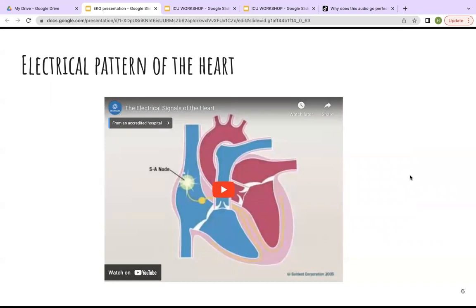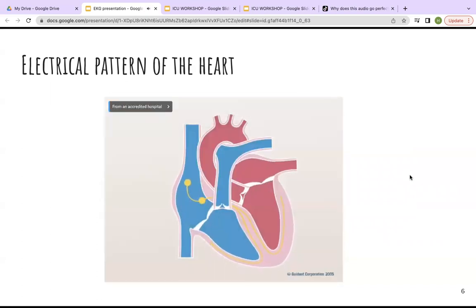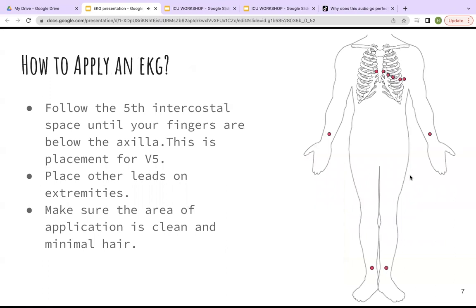Okay, on to the next slide. Okay, now let's get into it. How are we going to apply this?